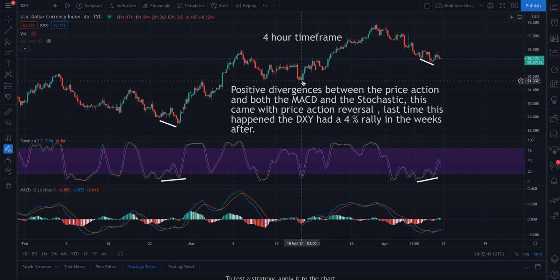early March, and it rallied over 2.5%. You had it right here in late Feb, and it rallied almost 4% after that. So if history repeats itself, you might rally.